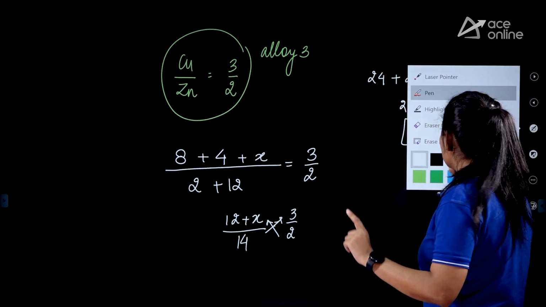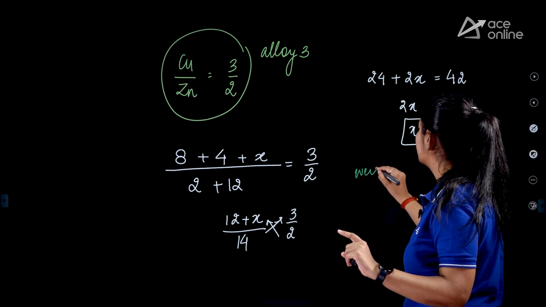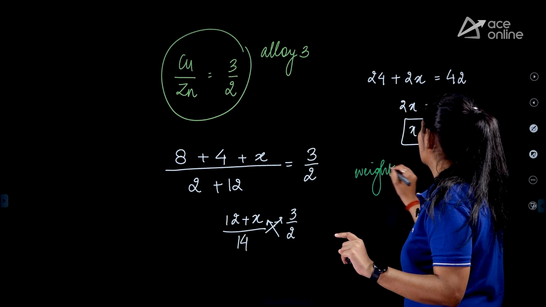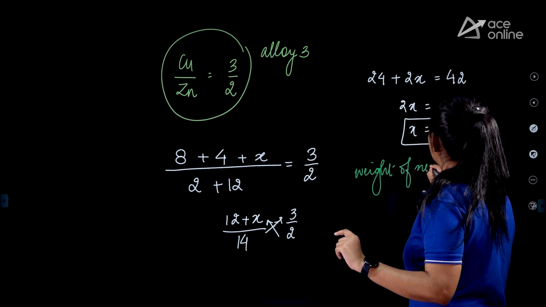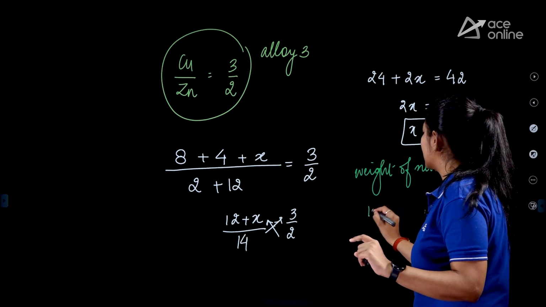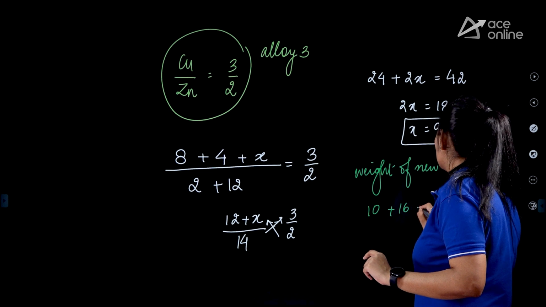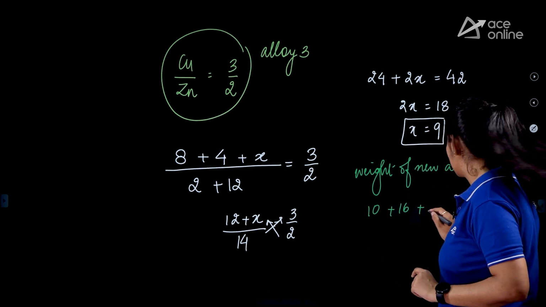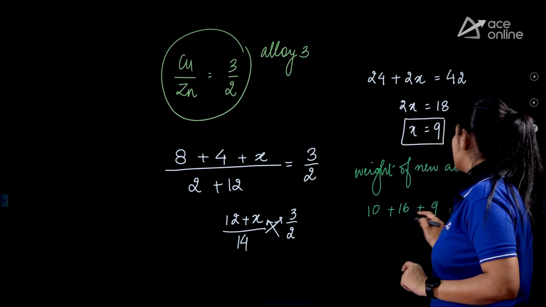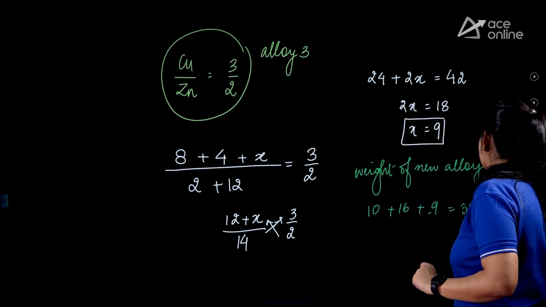And from this, if you want to calculate the weight of the new alloy, in the new alloy you mixed 10 kgs of alloy 1 plus 16 kgs of alloy 2 plus this 9 kg, and when you add these values, this is 25 plus 10, that is 35 kgs.